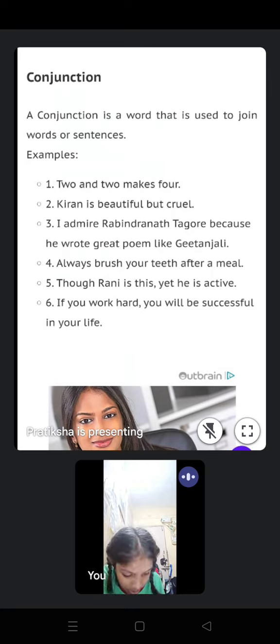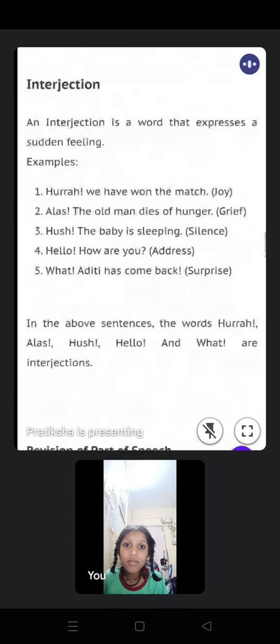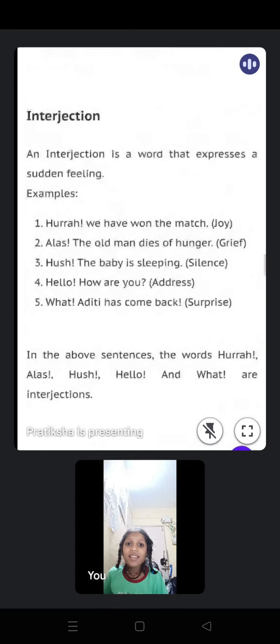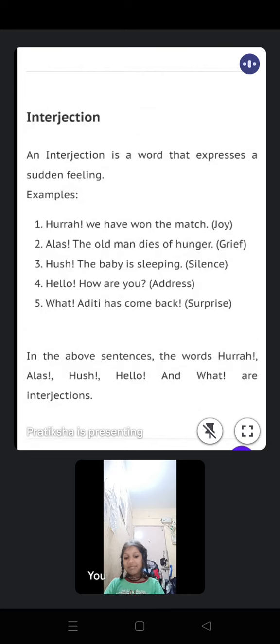Is this, T-H-I-S, this. Yet, Y-E-T, yet. He write only till five, okay. Yet he is active. Is active is A-C-T-I-V-E, ma'am, done. Then sixth, okay. One then write interjection also, this is the last one, okay. On a new page write this.